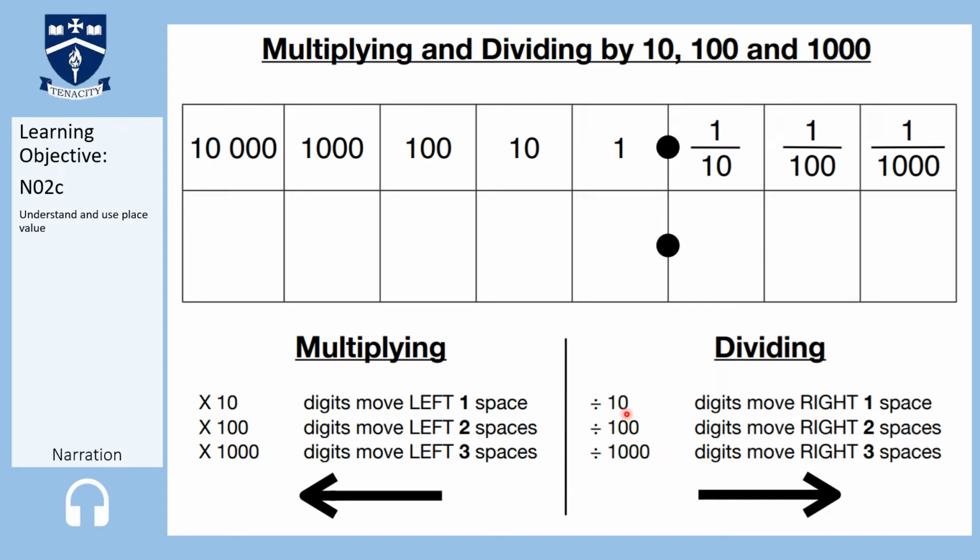If I divide, we move to the right 1 space when divided by 10. Dividing by 100, we'd move 2 spaces to the right. And dividing by 1000, our digits would move 3 spaces to the right.